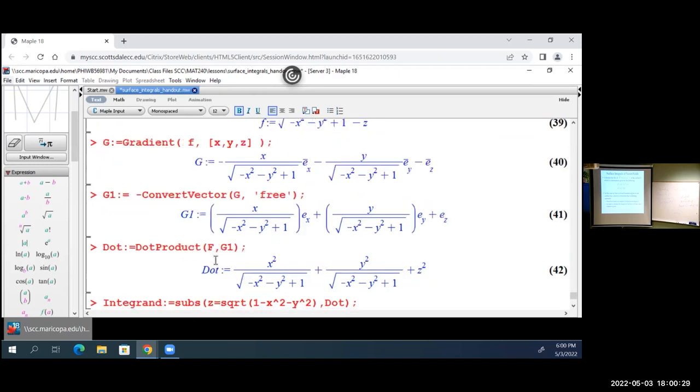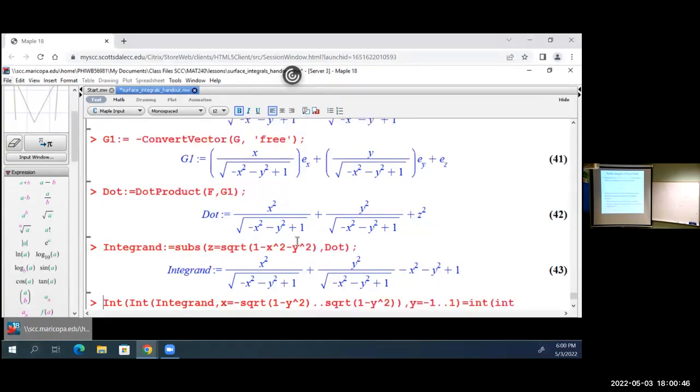All right, that is my integrand, except we don't want to have z in there. So what do we say? Oh, z is equal to the square root of 1 minus x squared minus y squared. We sub that in for any z's that are still in there. All right, so that z got substituted in.